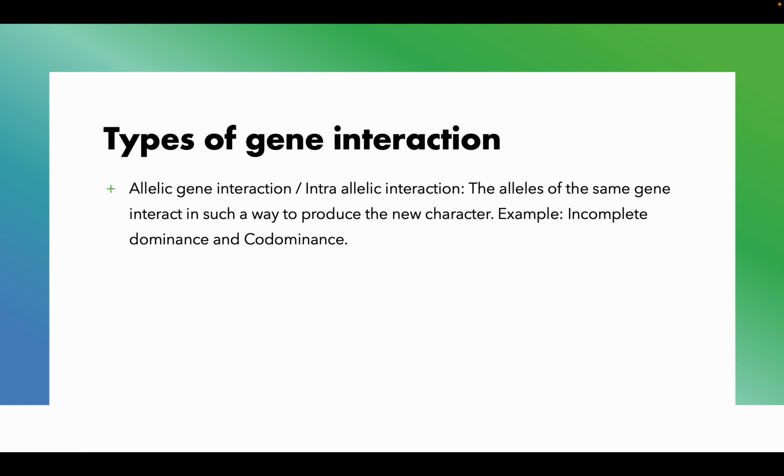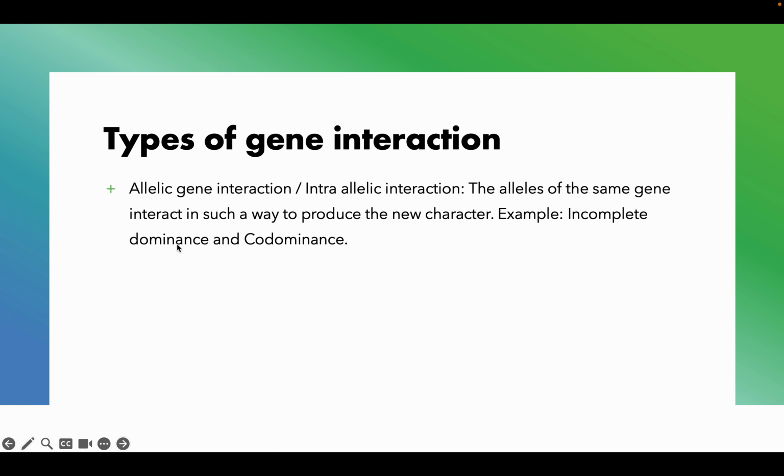There are different types of gene interaction. The first is the intra-allelic or allelic gene interaction, which we have talked about in the case of incomplete dominance and codominance. In this case we are talking about only one gene, but the alleles interact in a way to produce a new character. In incomplete dominance, as in my previous video, neither allele is completely dominant over the recessive one, and the offspring we get is intermediate between the dominant and recessive. This is called incomplete dominance.